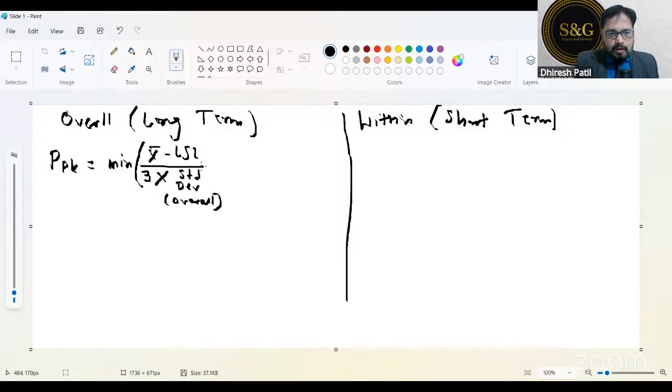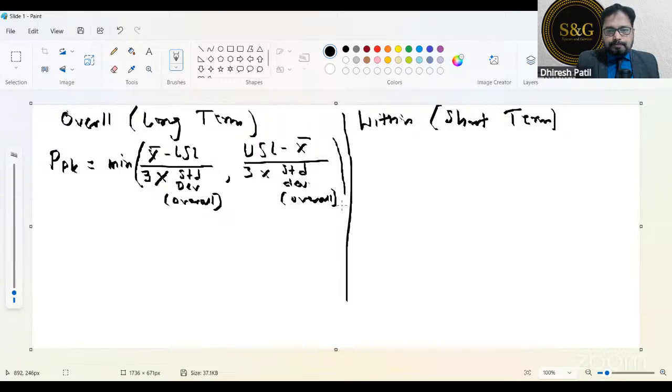Okay. And USL minus X bar, the denominator remains exactly same, 3 into standard deviation overall. Bracket close.